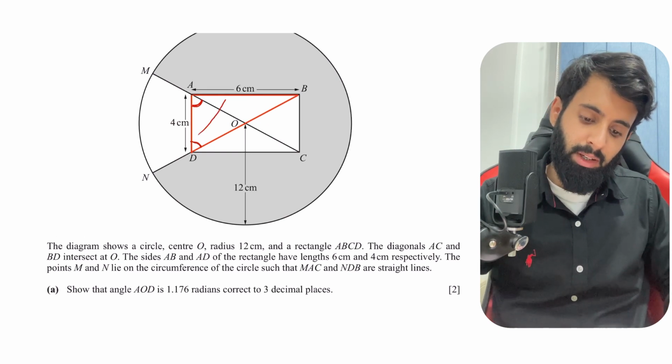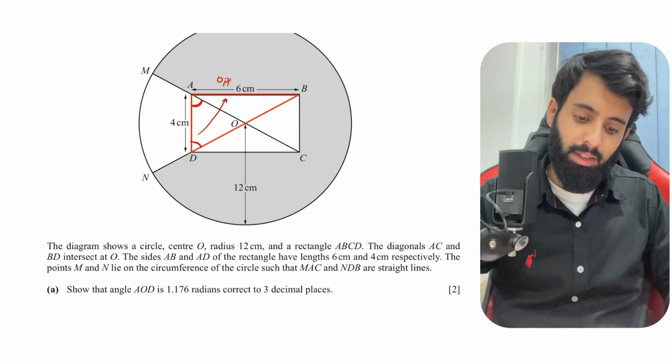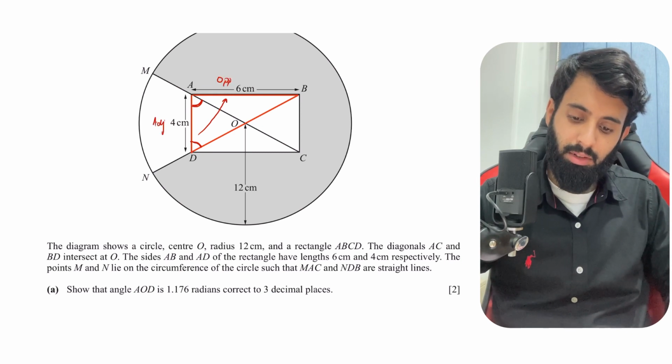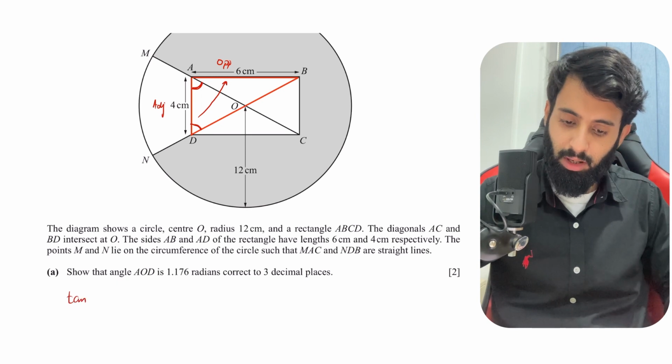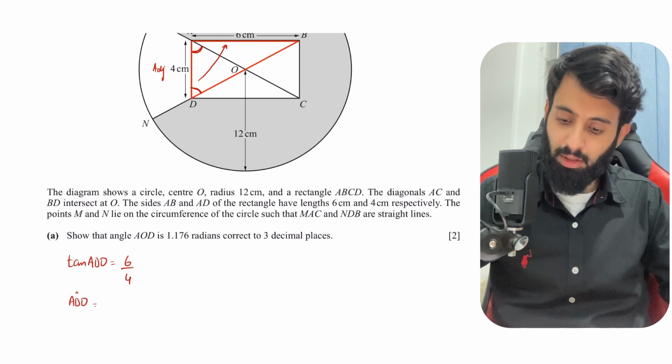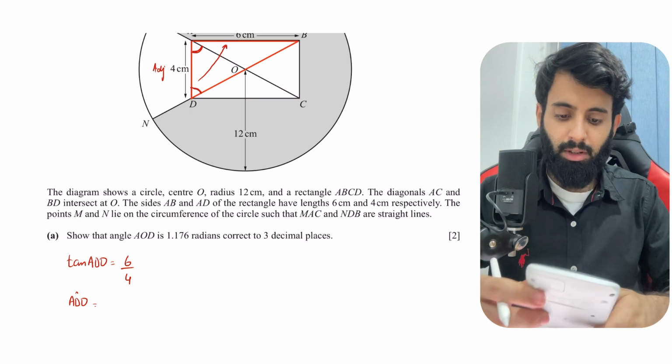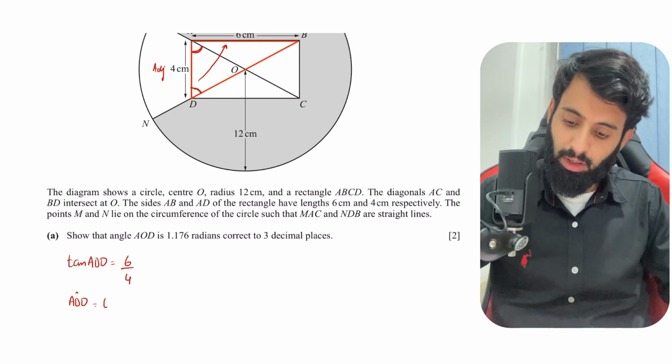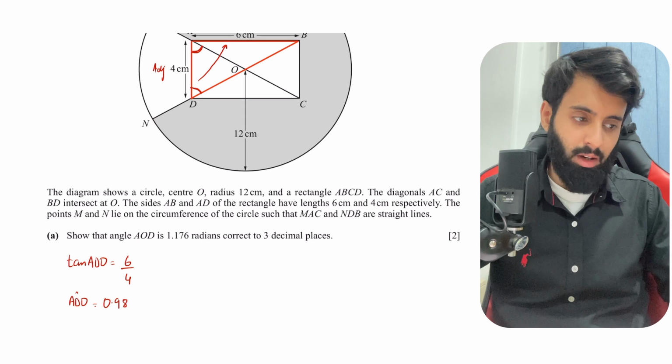Now, in order to work out angle ADO, I have the opposite length and the adjacent length. So the trigonometric ratio that I can use is tan. So tan of ADO is equal to opposite upon adjacent. To work out ADO, we'll take the tan inverse of the answer. So 6 divided by 4, tan inverse of the answer. So we're looking at 0.9827, and so on and so forth.